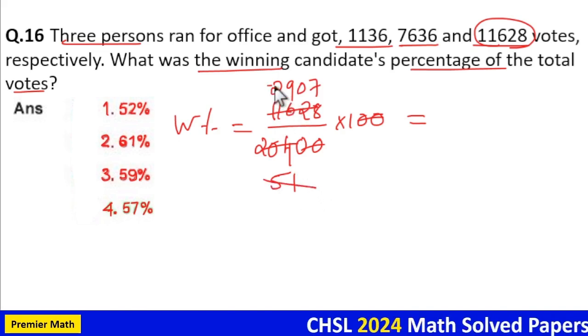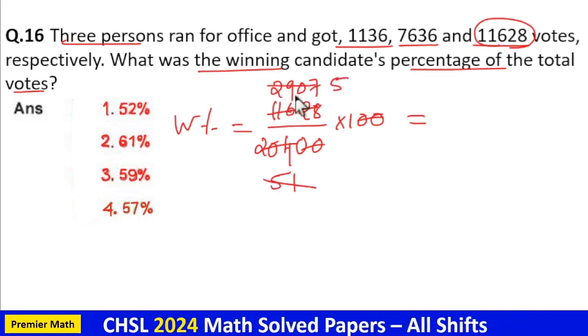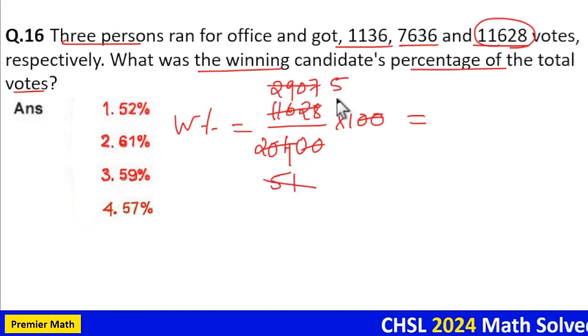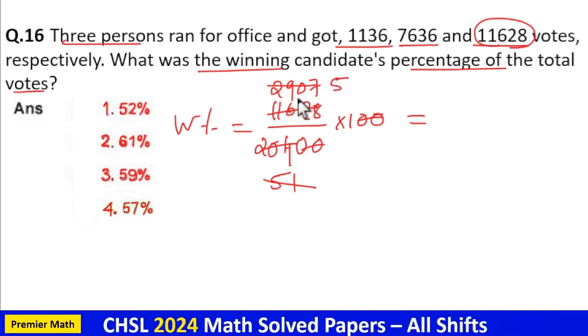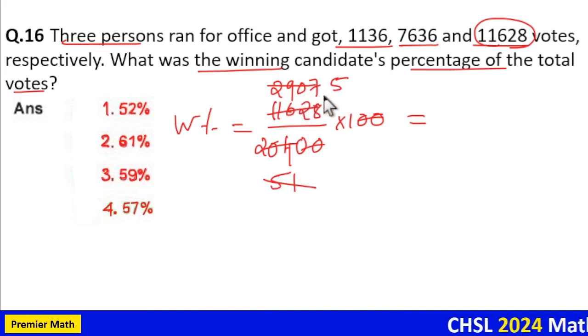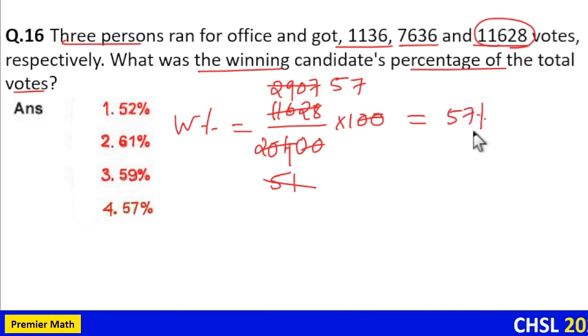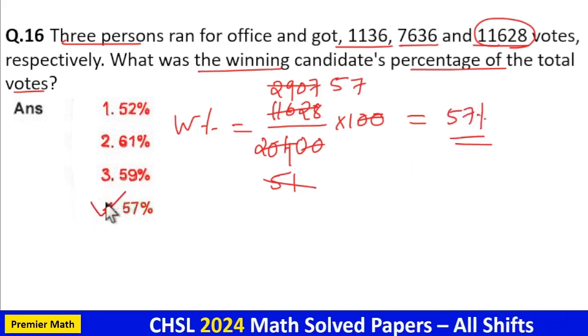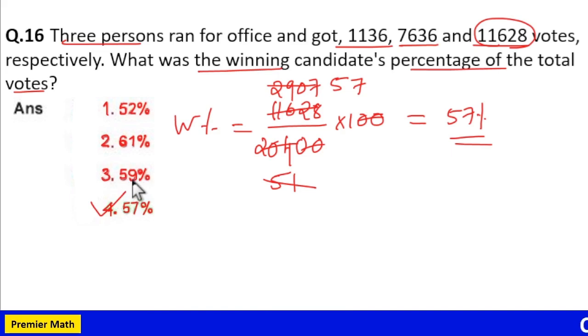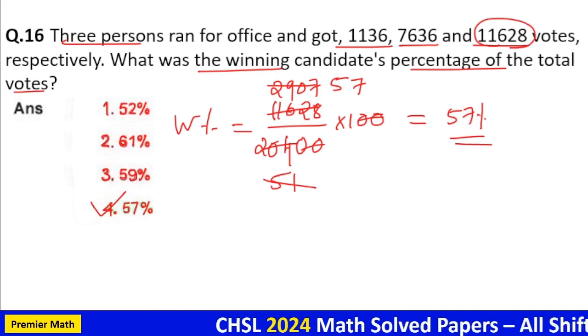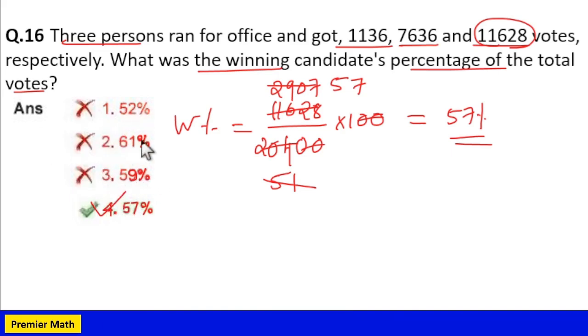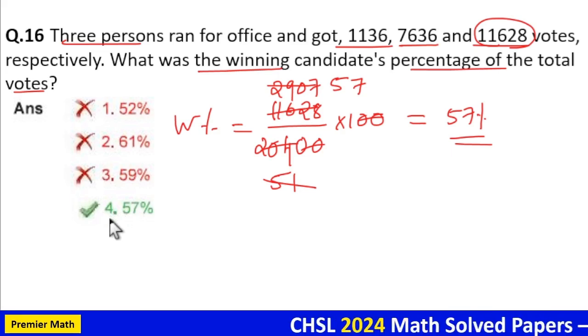Now 51 goes 5 times in 290. 51 into 5 is 255. Remaining 35. So 51 goes 7 times in 35. So 57% is your answer. Option 4 is your answer. You can't approximate because this is 59 and this is 57. So do the proper calculation.